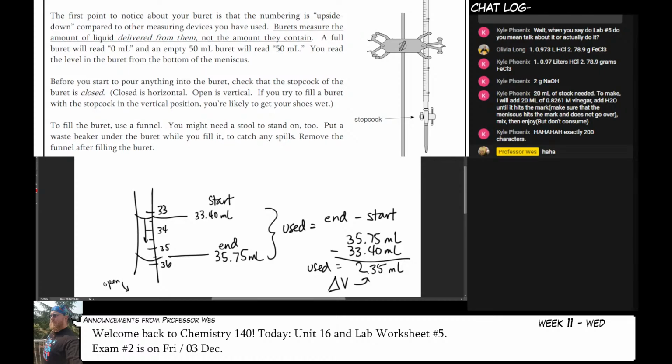So this is the volume that was used for the experiment. Okay? And the way that you get that from your burette is to measure the starting place and the ending place and subtract the two. You should get a positive number because you used a positive volume, right? You can't use a negative volume. That's not a thing that exists.